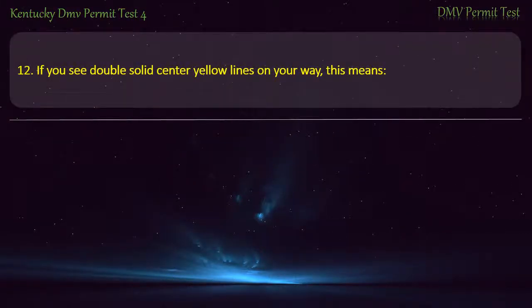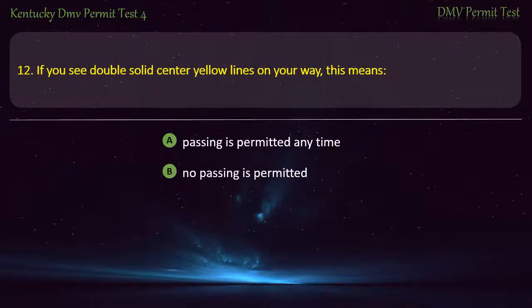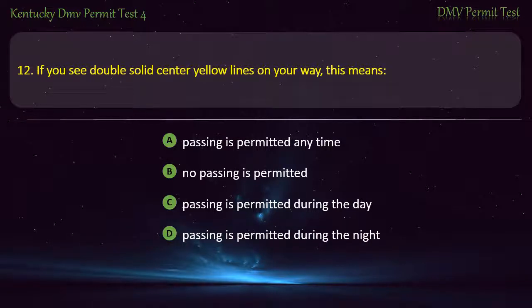Question 12. If you see double solid center yellow lines on your way, this means passing is permitted anytime. No passing is permitted. Passing is permitted during the day. Passing is permitted during the night. Answer. No passing is permitted.